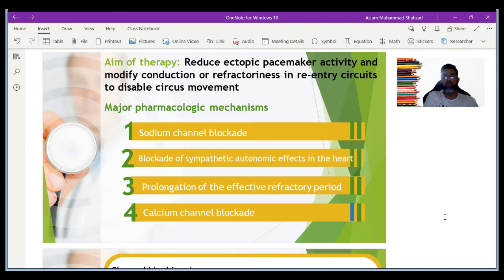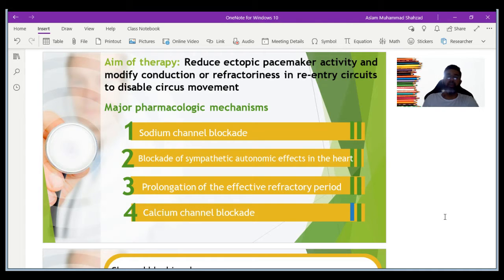So when we talk about these therapies, the important thing is what happens in cardiac arrhythmia: there is ectopic firing, or an increase of activity around the SA node. As we know, the SA node and AV node work together with Purkinje fibers to produce the normal rhythm of the heart.